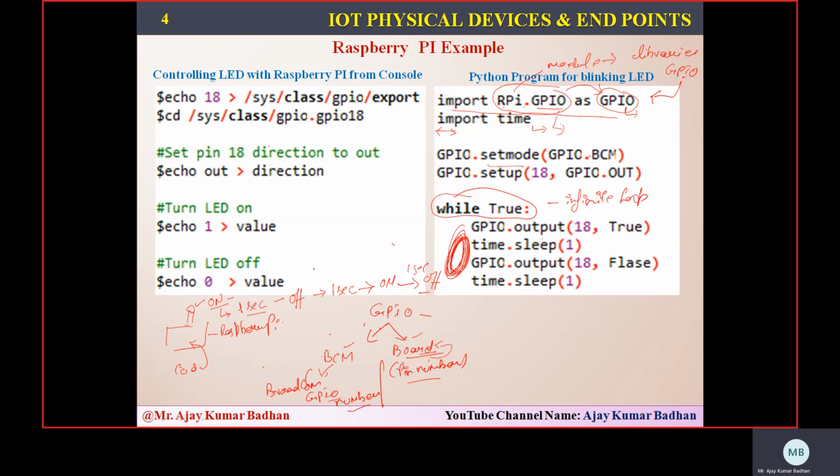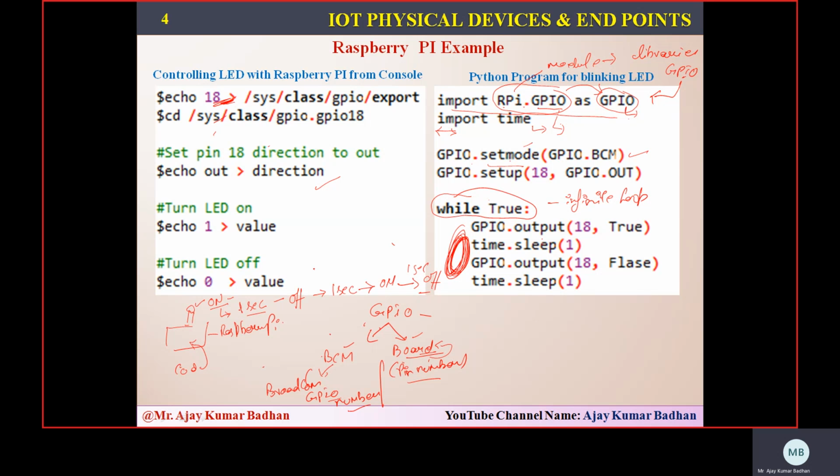So here we are setting it as BCM, which means we are using GPIO numbers in order to set the mode. So what mode it is going to be. And then we are setting the pin from where I want the output. If you see here in the console, we simply wrote that 18 is the pin from where I'm going to execute it.